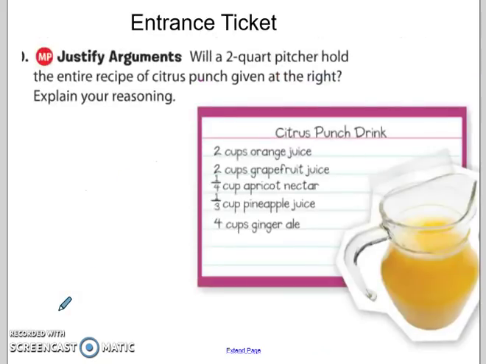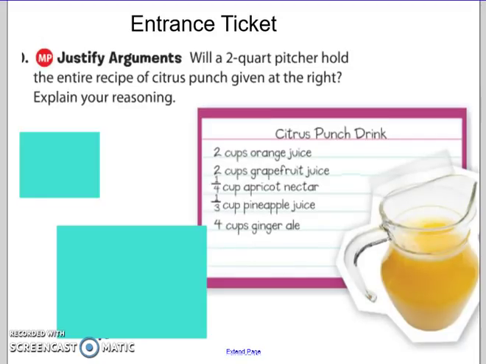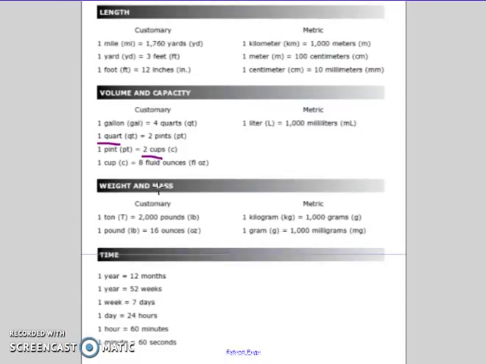All right, go ahead and pause the video here and see if you can solve this question. All right, for this problem, we need to know how many cups are in 1 quart. Well, on our conversion chart, it doesn't tell us cups to quarts. We know cups to pints and pints to quarts. Okay, so we're going to need to do a little bit of problem solving to figure out, well, how many cups are in 1 quart?